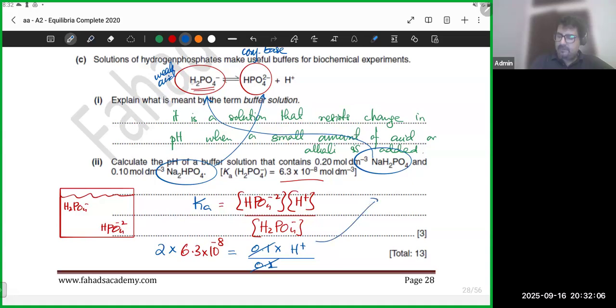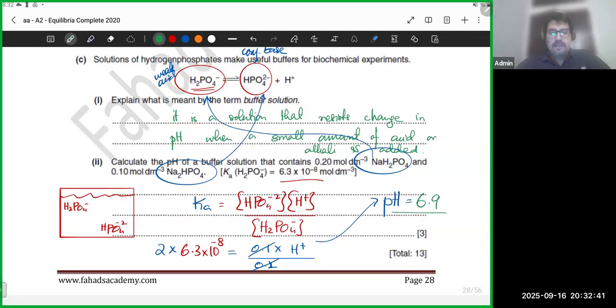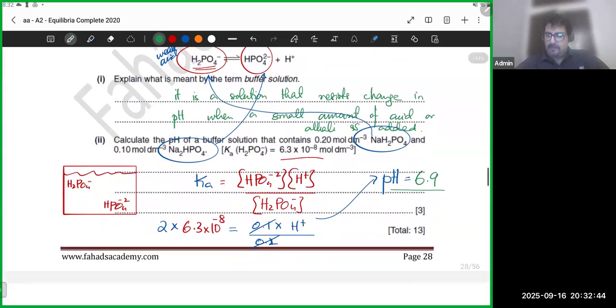Can somebody do this? What's the pH that we're getting? 6.3 times 10 to the power minus 8, and then 6.9, I guess, because that's what your pH is. So that's your buffer solution question.